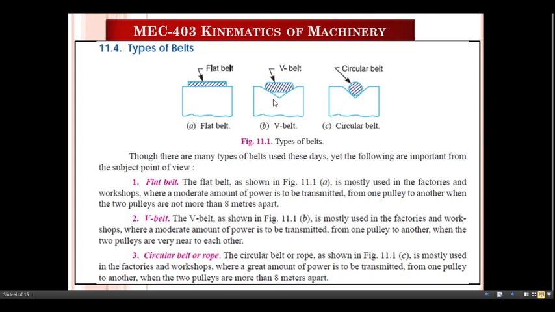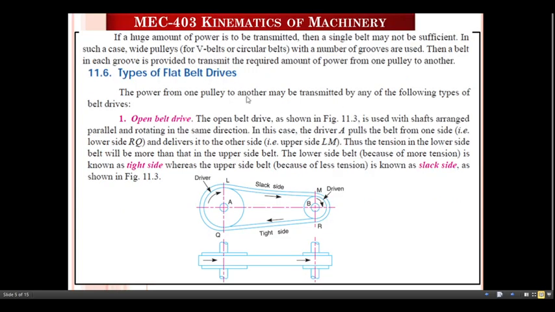Now here the second case, that is the V belt. The V belt is mostly used in factories and workshops where a moderate amount of power is to be transmitted from one pulley to another when the two pulleys are very near to each other. Next one, circular belt or rope. The circular belt or rope is mostly used in factories and workshops where a great amount of power is to be transmitted from one pulley to another when the two pulleys are more than 8 meters apart.